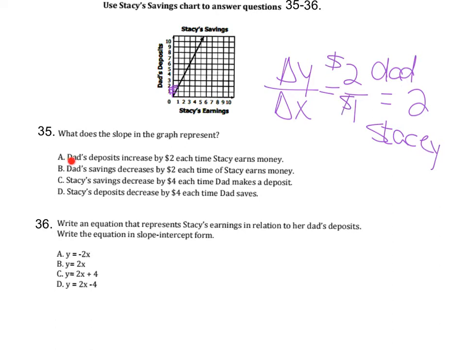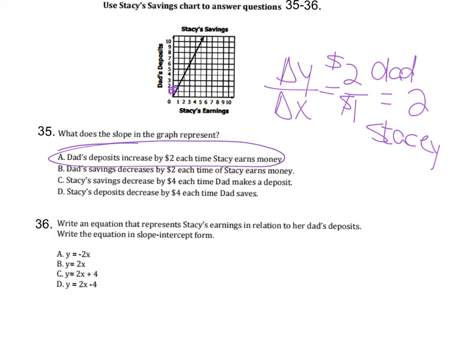So let's look. Dad's deposits increase, is that going up? Increase by $2 each time Stacy earns money. That seems like it's probably right. Are Dad's savings decreasing? Do we have a negative slope? No. Are Stacy's savings decreasing? No. All of those talk about decreasing, so the only one that makes any sense is A.